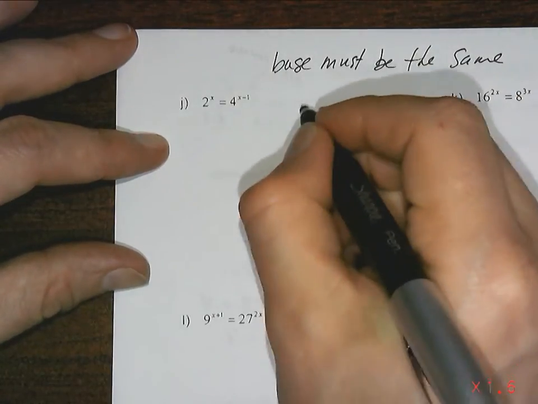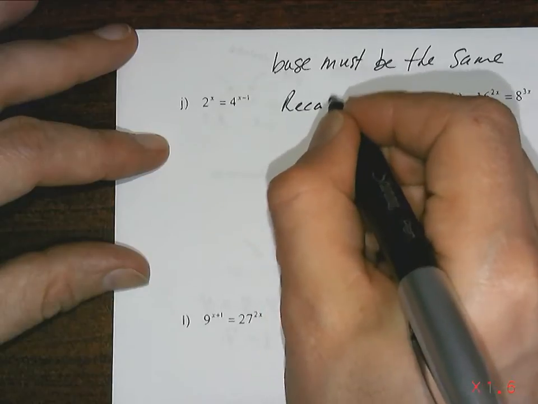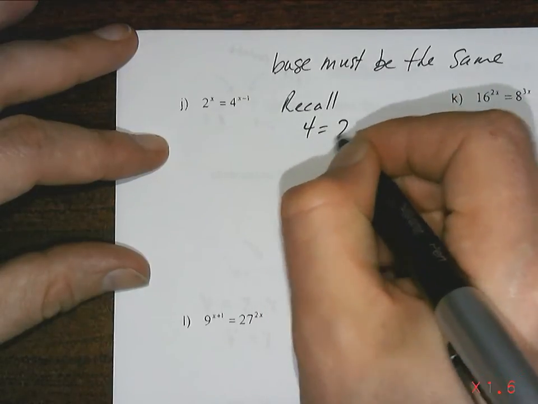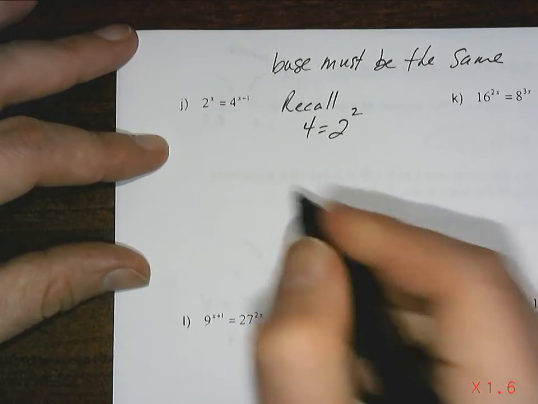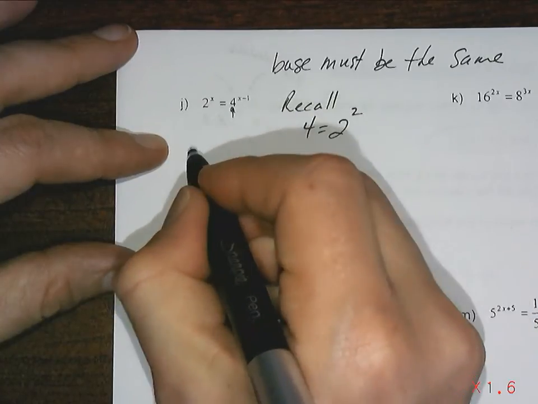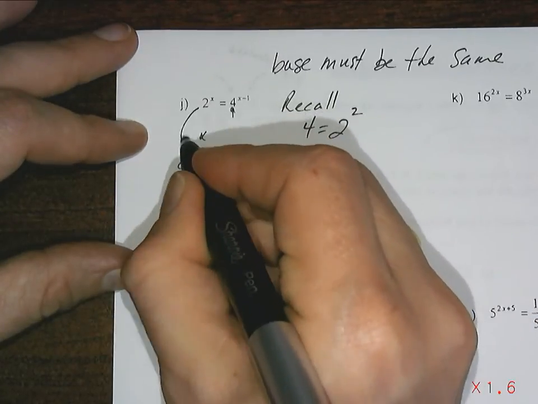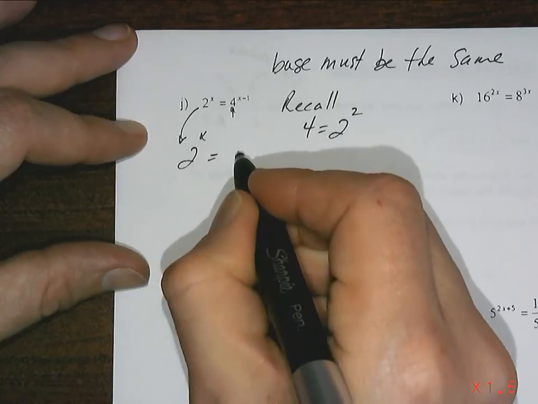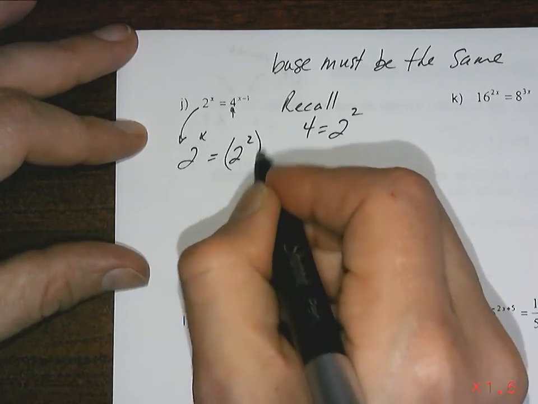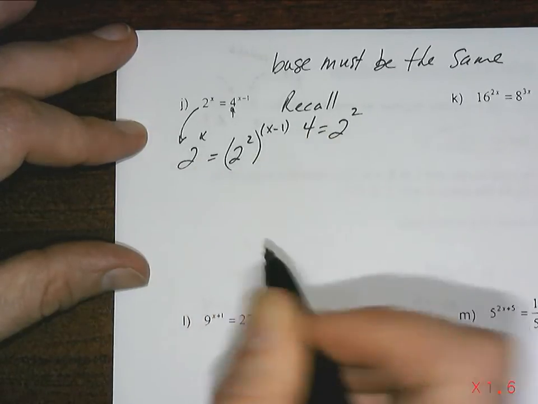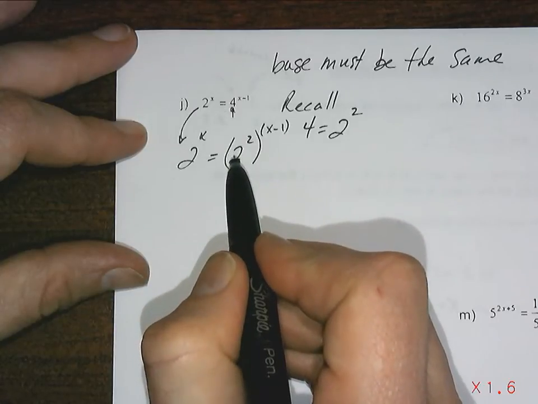This 4, recall, 4 is the same as 2 squared. So what I can do is replace this 4 here. Now that's 2 to the x, that just came down. But I replaced that 4 with 2 squared to the x minus 1. So instead of the 4, I wrote 2 squared.